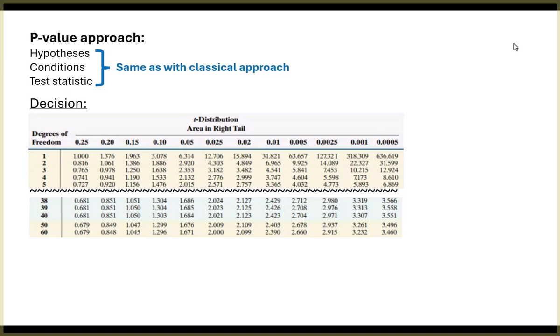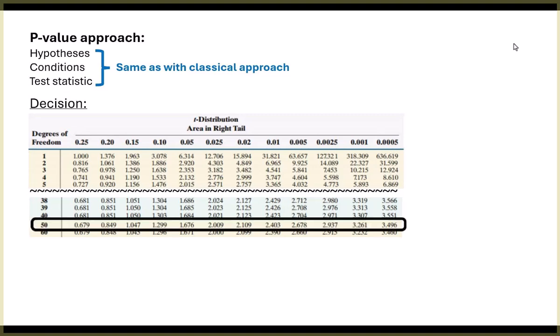Here's a problem. Once we get to 40, they don't break it down by ones. So I got 50 in my sample, so that's what I'm going to use. That's the closest that we got. All right, so I'm looking at the 50 line, and alpha here is 0.05, right? So where do they meet? 1.676 right here.